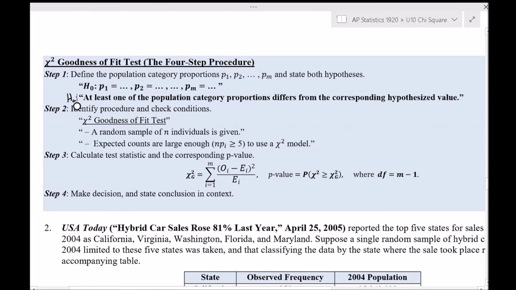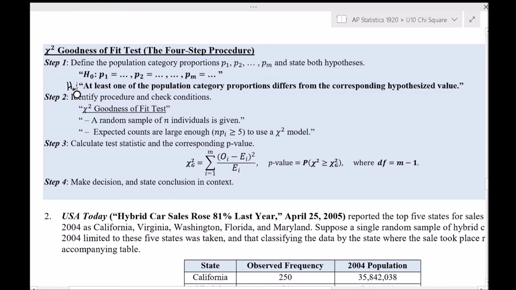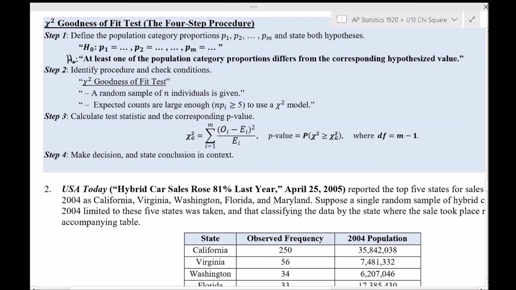Step 3, calculate the test statistic and the corresponding p-value. The test statistic is given here: chi-square with a little g in subscript, for the goodness of fit test. This might look a little different for other types of chi-square tests. The major formula is about the same, but the space on which we're calculating these values is going to be different. This is a one-dimensional space for goodness of fit. For a test for homogeneity between populations, or a test for independence or association between two or multiple variables, we're going to have a two-dimensional space, and it's a little bit different for calculating the p-value and degrees of freedom. I think it's really just the degrees of freedom that differs.